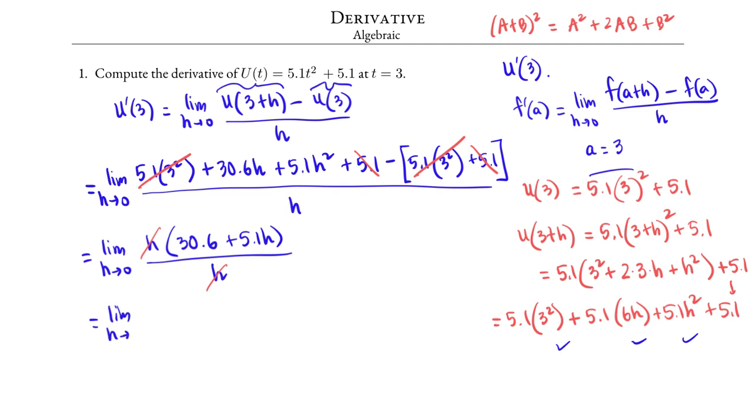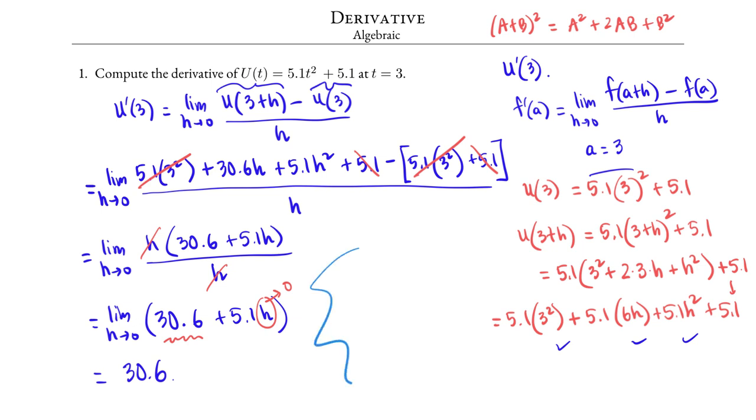This is the limit as h goes to 0 of 30.6 plus 5.1h. We now evaluate this limit. 30.6 is a constant. It does not depend on h, so it stays. 5.1 times h, but at h going to 0, 5.1 times 0 is 0. And so we end up with 30.6. This is the derivative of the function at t equals 3. And so we conclude this by writing u prime of 3 equals 30.6.